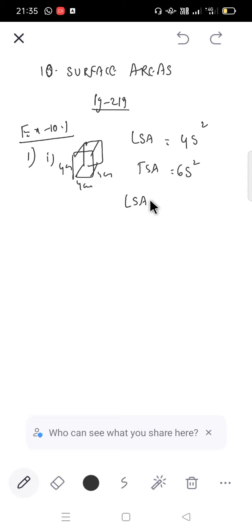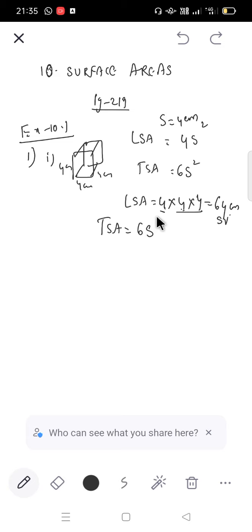So LSA is nothing but 4 into s square. Our s is 4 centimeters in our figure. So 4 is in the formula and s square means 4 into 4. 4 4s are 16. 16 4s are 64 square centimeters. Now TSA, that is nothing but 6s square.